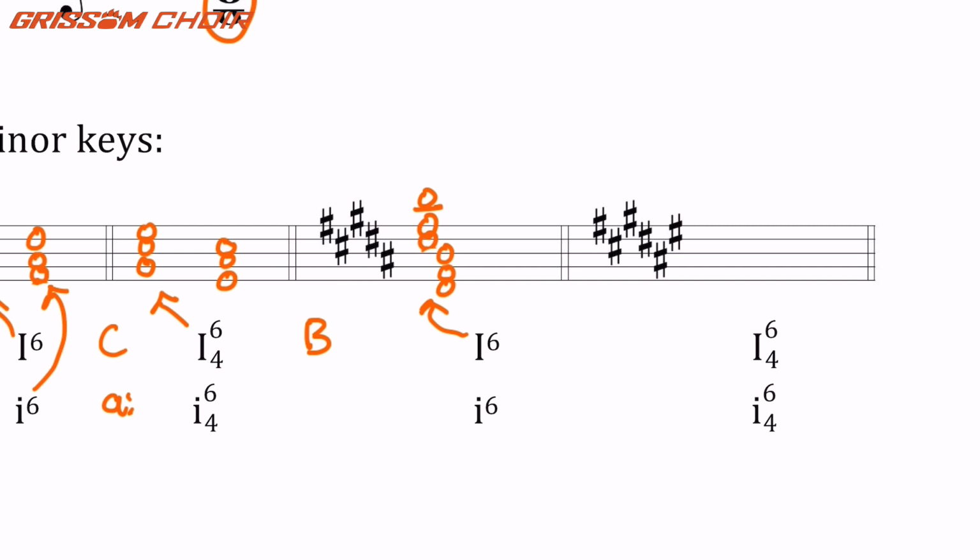The relative minor of B major is G sharp minor. Again, we're looking for that first inversion. So G sharp would be G sharp, B, and D sharp. First inversion, meaning the B is on the bottom. So we'll erase that lowest note, draw it up the octave. First inversion of G sharp tonic triad is B, D sharp, and G sharp.